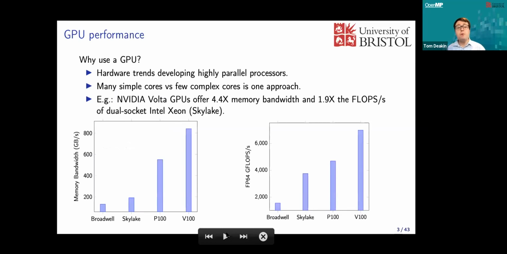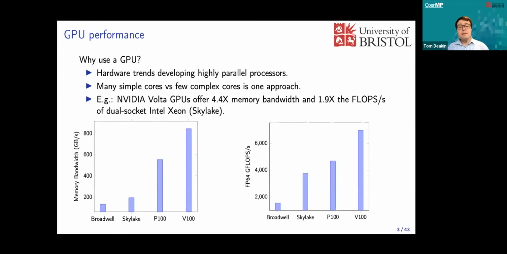So why might we want to use a GPU in the first place? Well, hardware is developing over time to give us these very highly parallel processors, and this is true of CPUs and of GPUs. But with a GPU, the approach has typically been to construct each processor out of a large number of simple cores compared to a smaller number of more complex cores that you'd imagine, like in a CPU.